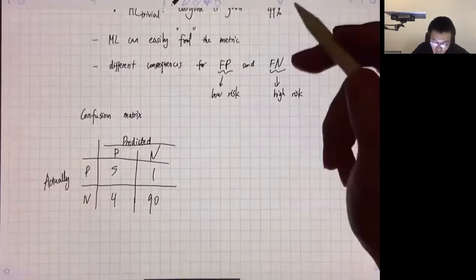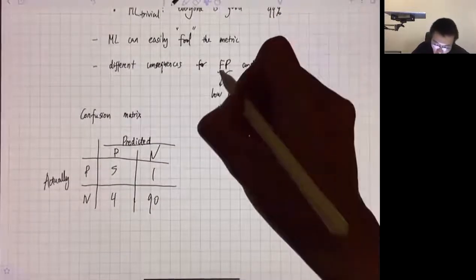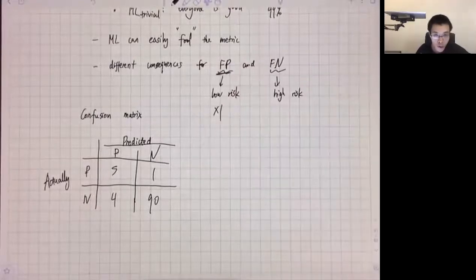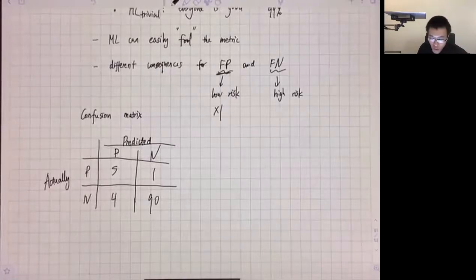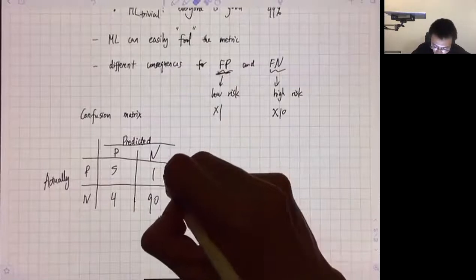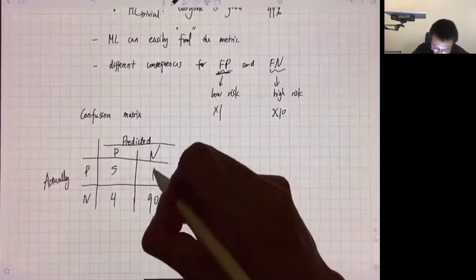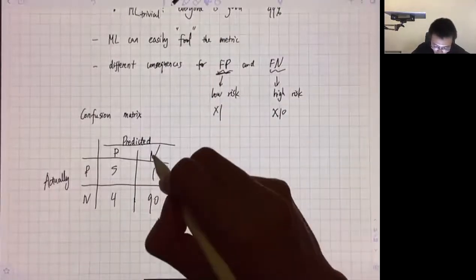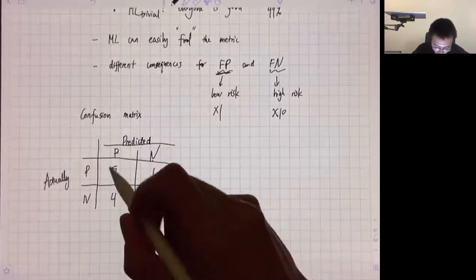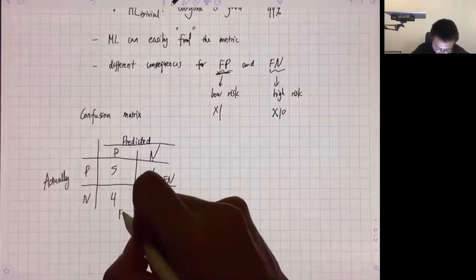Okay. Suppose now I know that if you have a false positive, your risk is 1 unit. But if you have a false negative, your risk is 10 units, okay? Then I can assign the weights for them, okay? So this is negative, so this is false negative. This is positive, is false positive, okay?